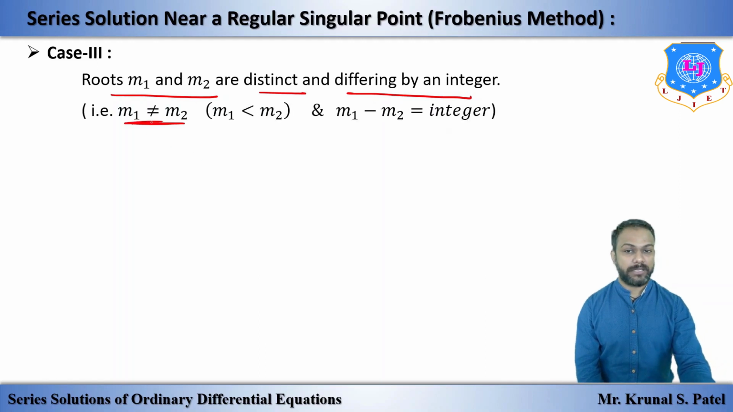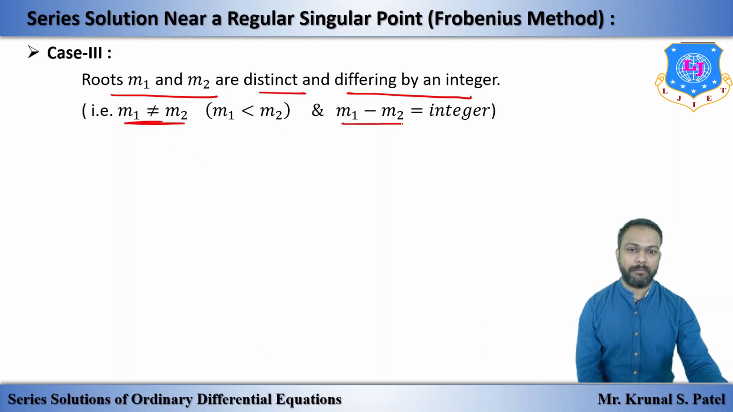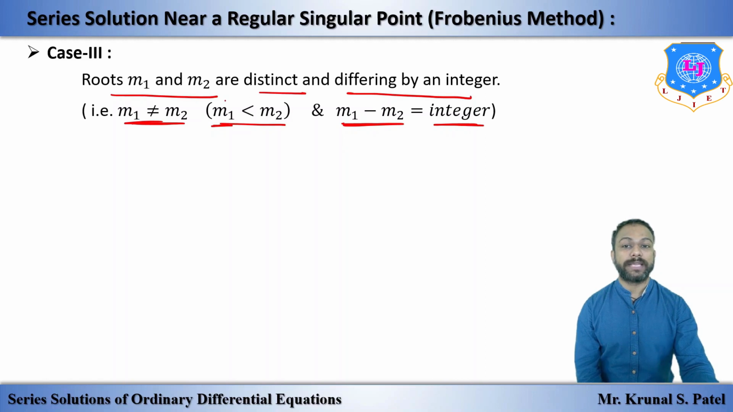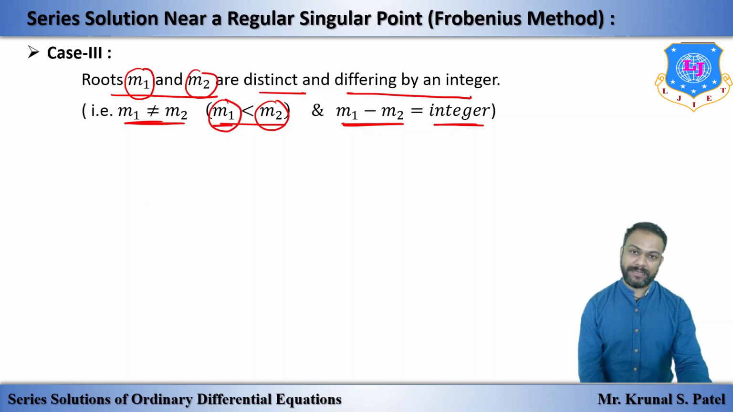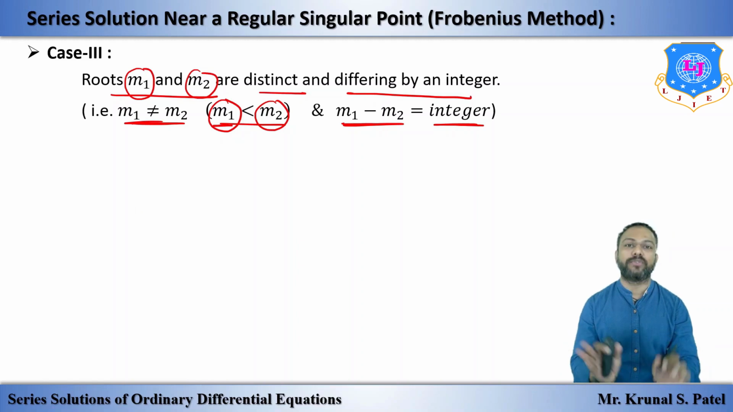That means m1 is not equal to m2, but m1 minus m2 gives an integer number. And here you have to take m1 less than m2. That means you have to give m1 for the smaller root and m2 for the larger root. Okay, so smaller root denoted by m1 and larger root denoted by m2. So when we have case 3, in that case number 3 we have another two kinds of logic.